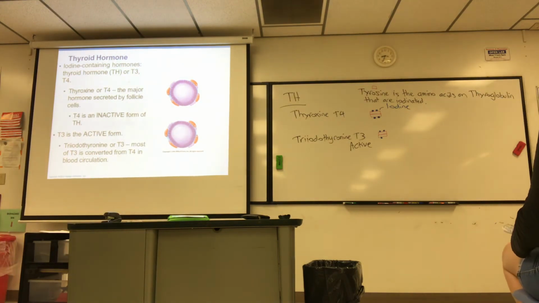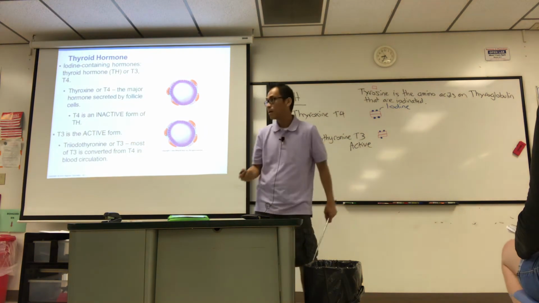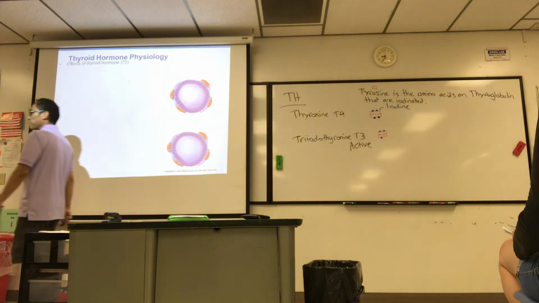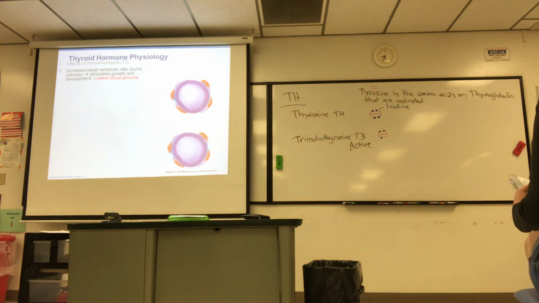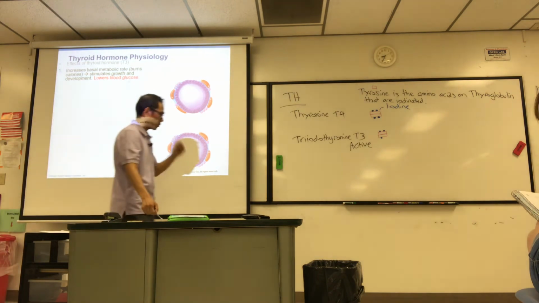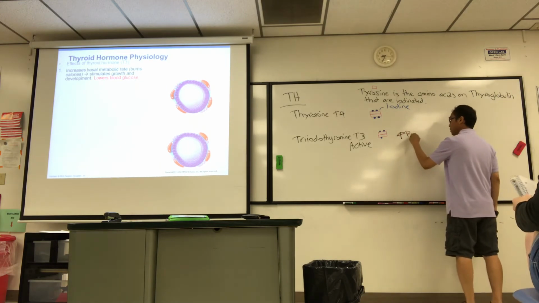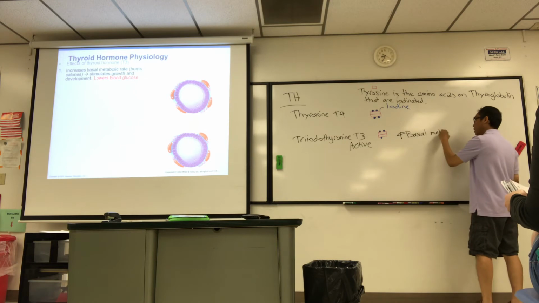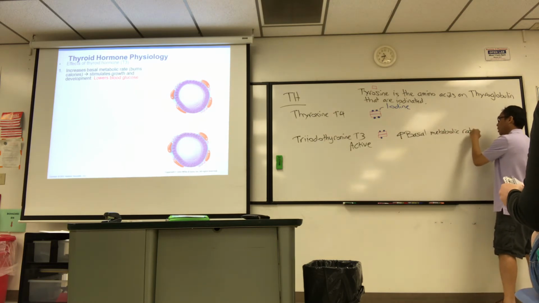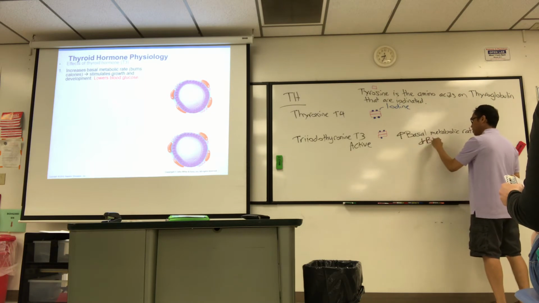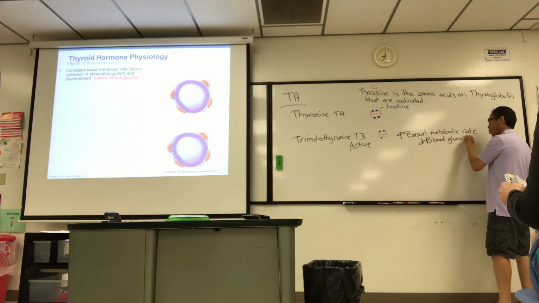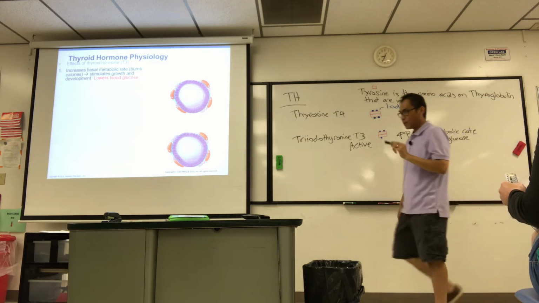Here's a slide showing you the effects of T3. The main thing that I mentioned before, it boosts metabolism. And when you do that, you have an ability to lower blood glucose. That's important, let me note that. Increase the basal metabolic rate. That has the effect of lowering blood glucose. There's not too many hormones that can lower blood glucose. This one and insulin, that's it.